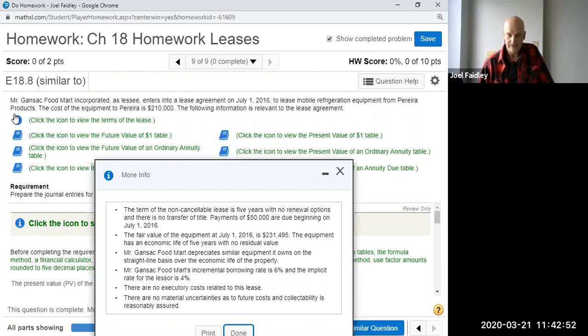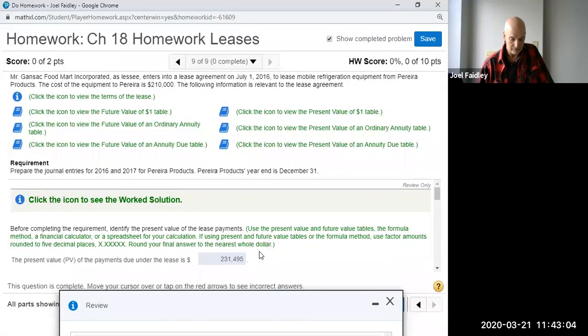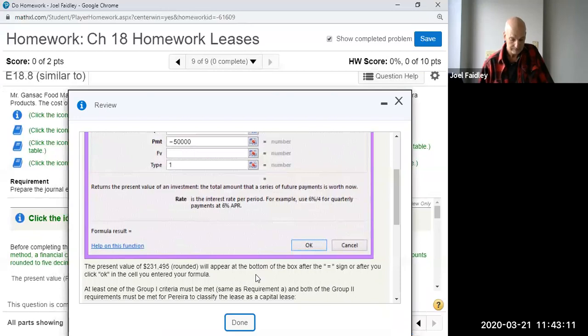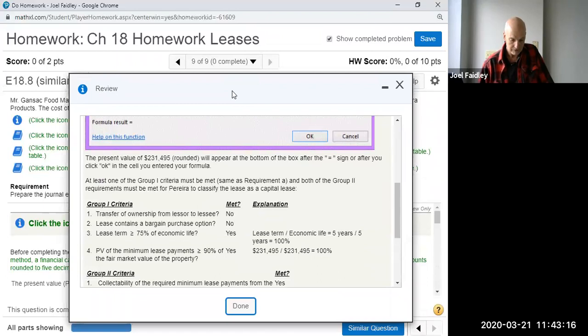Let's see if the present value, we have to calculate present value. It's the present value, what is it? Because the present value is what we put on the books, not this. All right. There's the present value, 231, right? 231,495, they've already done it for you. 4%, 5 years, 50,000. $231,495. No, no, yes. 5 divided by 5 is a yes. 231 divided by 231, that's 100%.